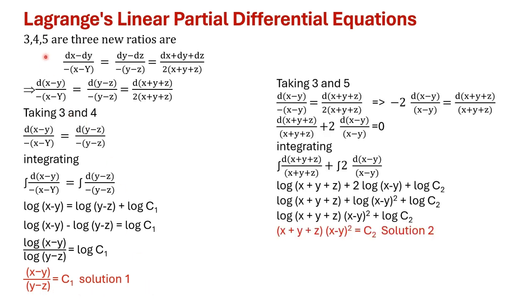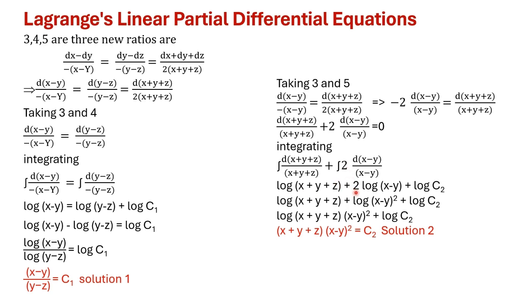Now we'll take fraction 3 and 5. So this is fraction 3 and this is fraction 5. So this 2 we can bring it here, so we'll get this. Now bring this term here and this y. Now the integration of this is log(x + y + z), plus this 2 will be out as a constant, and the integration of this will be log(x − y), plus we have to keep an arbitrary constant.